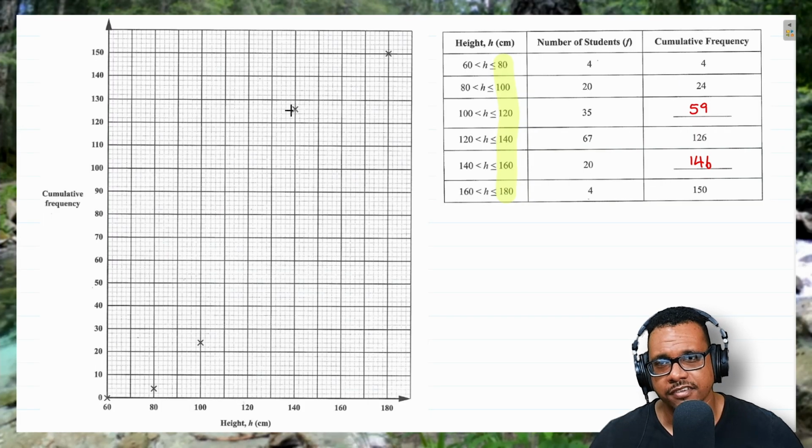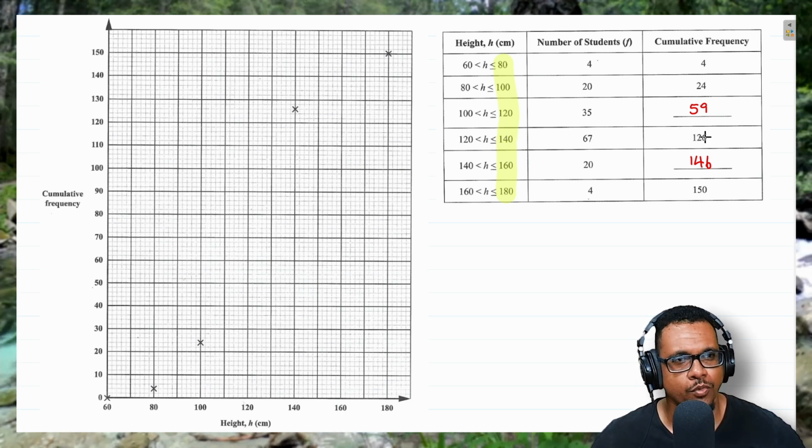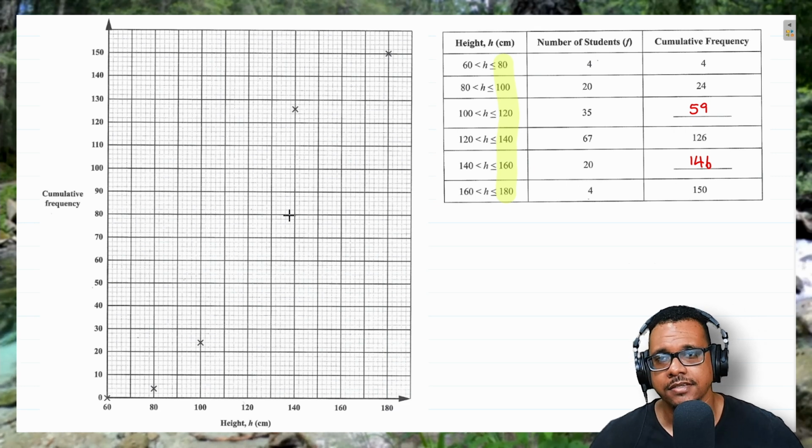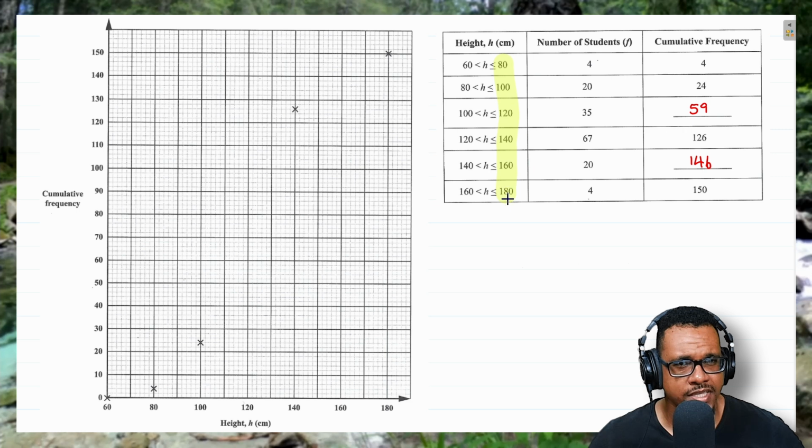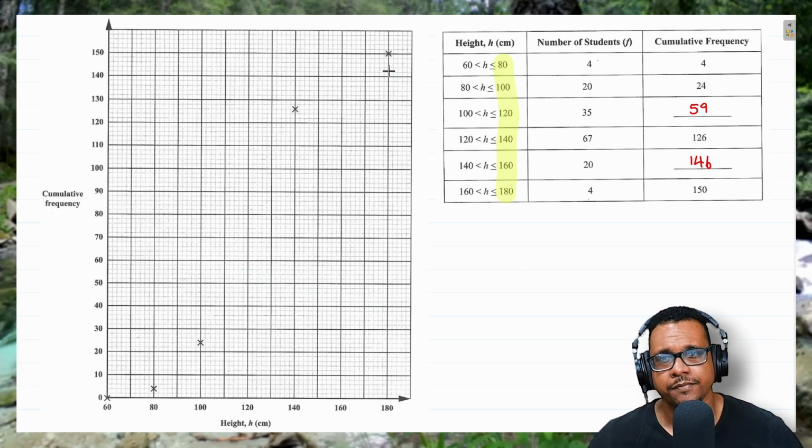Now, for this point that they give us here, this lines up with 140 on the x. So you're seeing 140 on the x supposed to be plotted with 126 on the y. So let's see. This is 120, 122, 124, 126. So 126. So 140 on the x lines up with 126 on the y. And for this point, we have 180 on the x. So if you come across here, 180 on the x lines up with 150 on the y. So coming up here, and this is exactly 150 on the y.